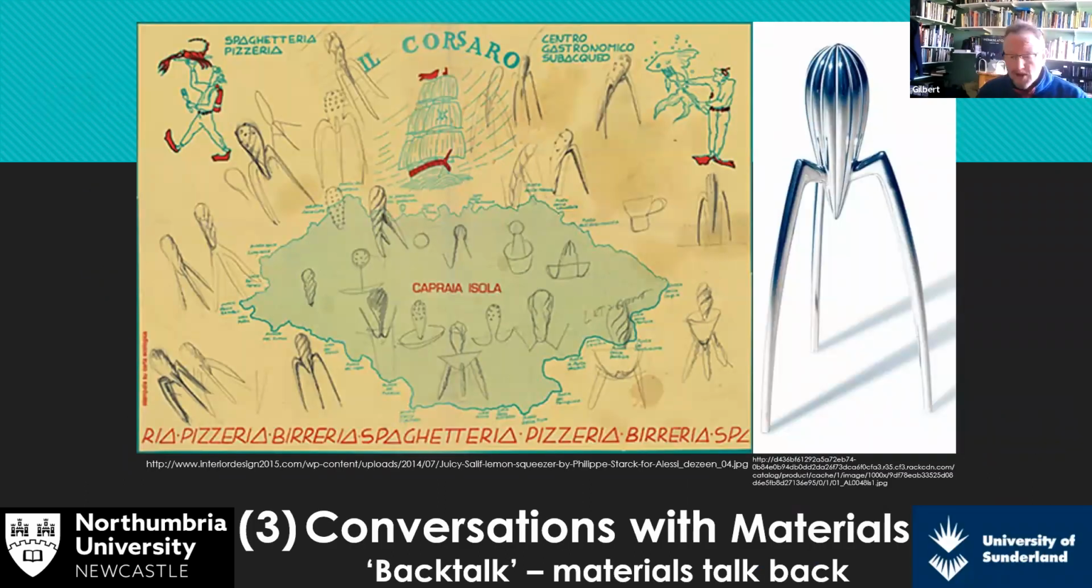Something else that's quite well known outside of design is Schoen's work on reflection. And what Schoen showed was the way that materials talk back. So this is the placemat that Philippe Starck designed the Juicy Salif on. He starts off at the top of Capri with traditional looking lemon squeezers. I've been told, I can't verify it, that Alessi had actually asked him to design a tray. And the story is that his antipasto arrives with lots of bits of squid and he starts experimenting.